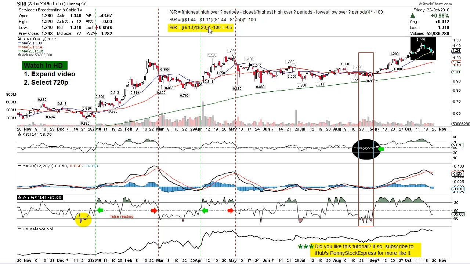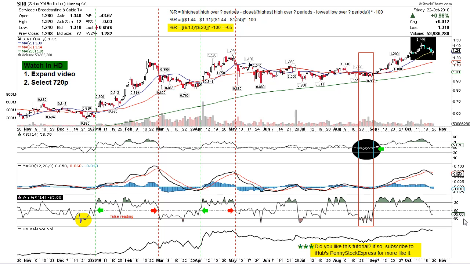So your math is your highest high 144 minus your close 131, which gives you 13 cents. Divided by your highest high 144 minus your lowest low 124 over 14 days, which is 20 cents. You simply divide that: 13 divided by 20 gives you 0.65, times -100 gives you -65. Voila, there's your reading. It's a mouthful, but it's really not a hard mathematical problem, and it's good to know and understand what's going on in your formulas when you're trading stocks. In my opinion, the more you know, the better off you are.